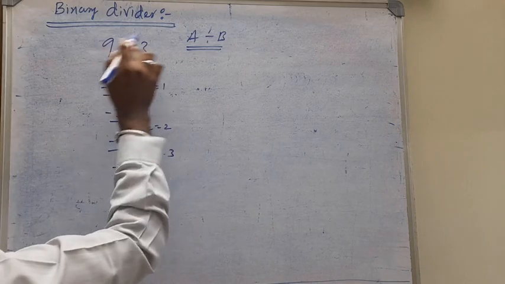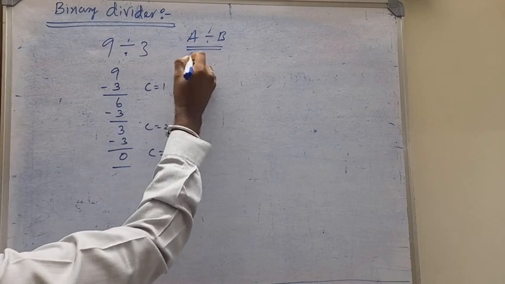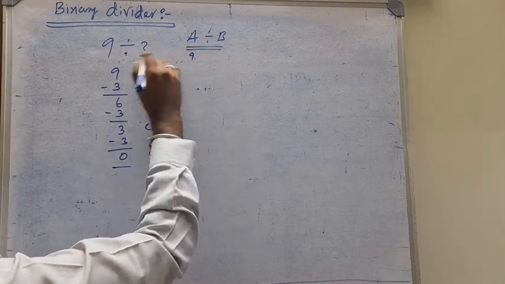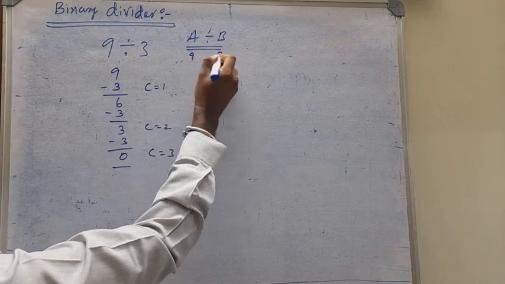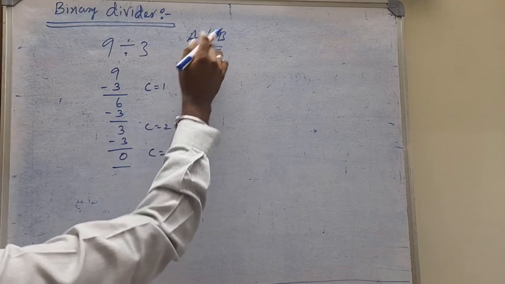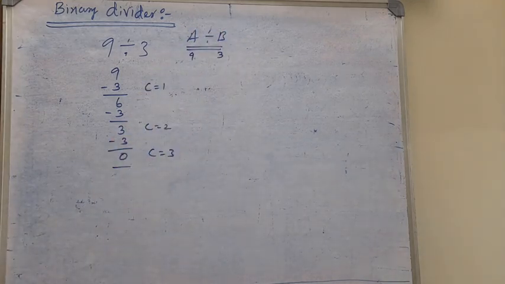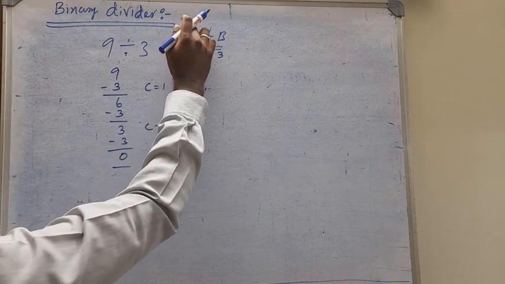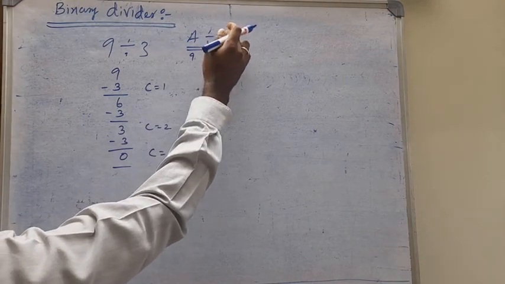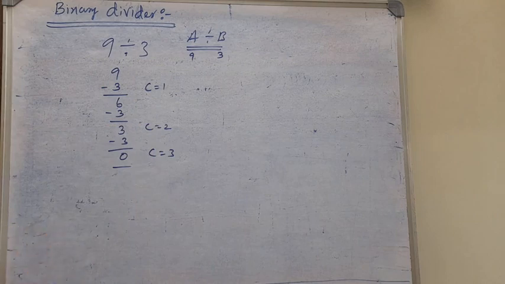So just assume A as 9 and B indicates 3, right? So A is equal to 9 and B is equal to 3. That is, A is the dividend, and B is the divisor. Basically, in division you have different terms: divisor, dividend, quotient and remainder.